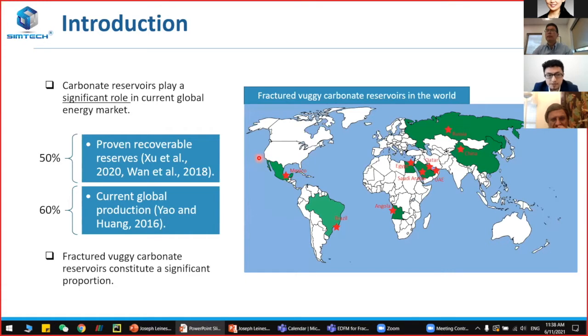So to start off, let's discuss how carbonate reservoirs are significant. Basically, we can just look at the numbers. 50% of the proven recoverable reserves actually come from carbonate reservoirs, and the current global production is more than 60%. Around these carbonate reservoirs around the world, we have the fractured vuggy carbonate reservoirs, which constitute a significant proportion. We also have some of the most important reservoirs depicted in this plot.